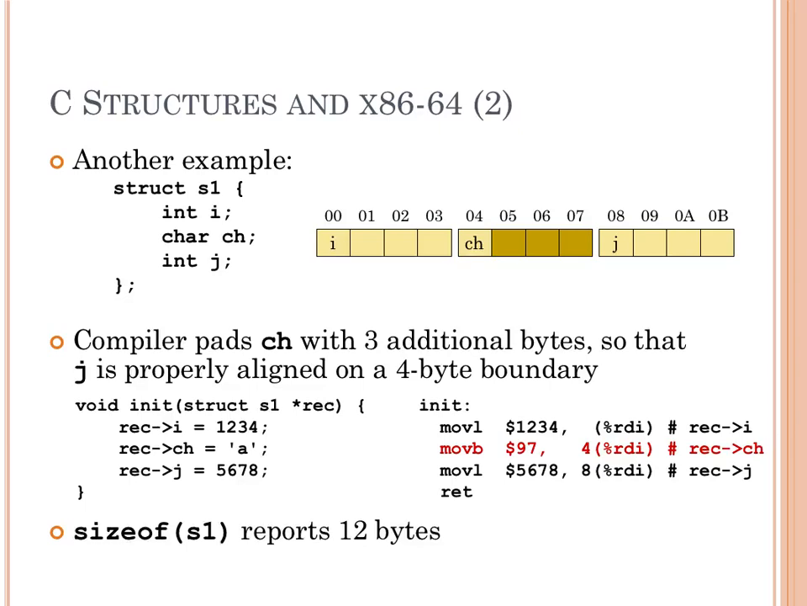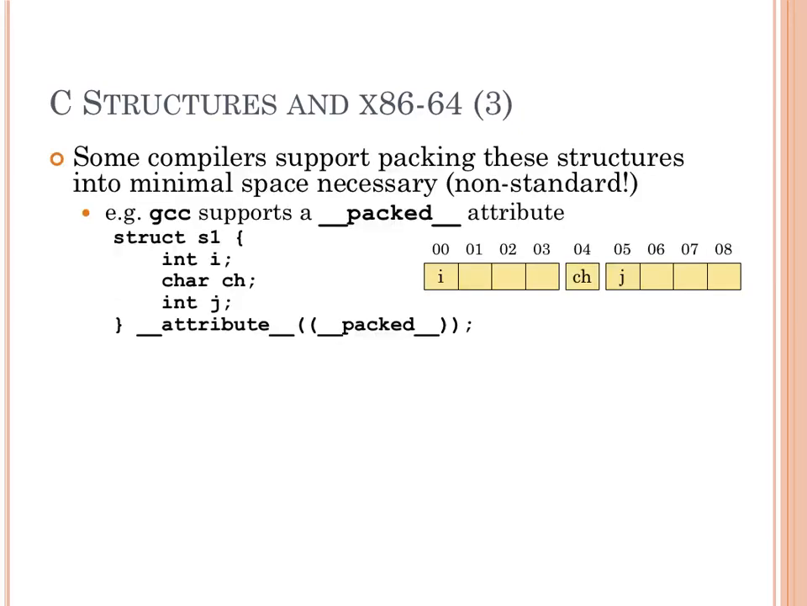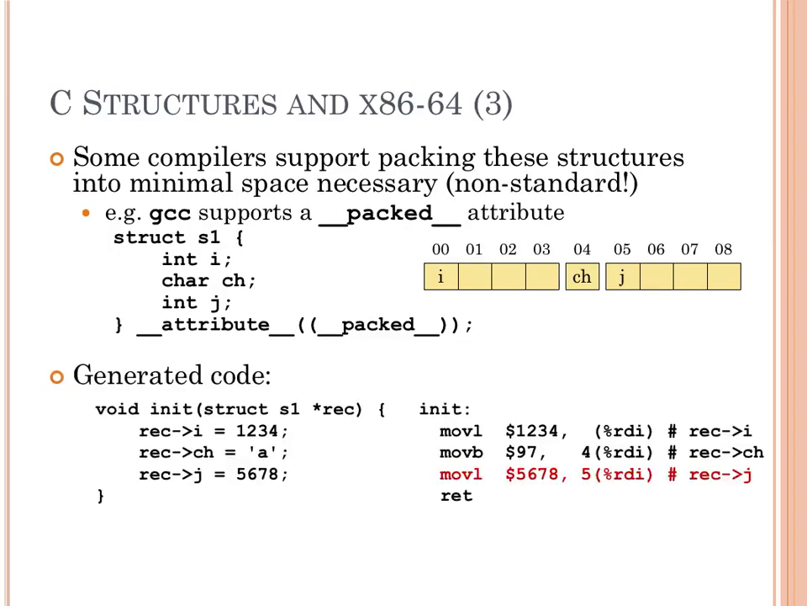Okay, so size of S1 reports 12 bytes. Now, you can pack these things if you're crazy. You can actually say, I'd like this data structure to be packed into as small a space as possible. This is a non-standard GCC extension, and if you do this, you'll see that the generated code matches what you say. And if you were to ask what the size of this data structure is, now it'll say 9 bytes.